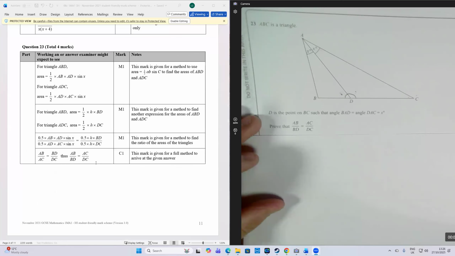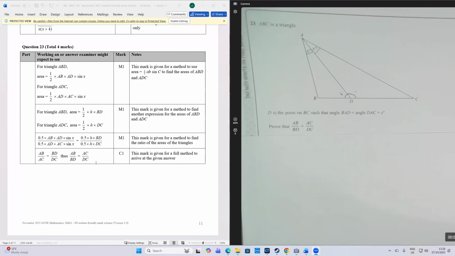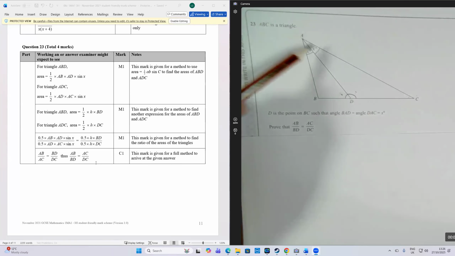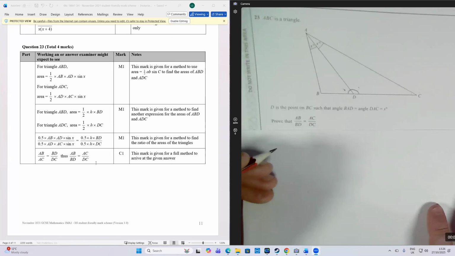It says we have here these two triangles, and D is the point on BC such that the angle BAD is x, and the angle DAC is x as well. Okay, so what can we say? Let's write down an expression for the area of the two triangles.